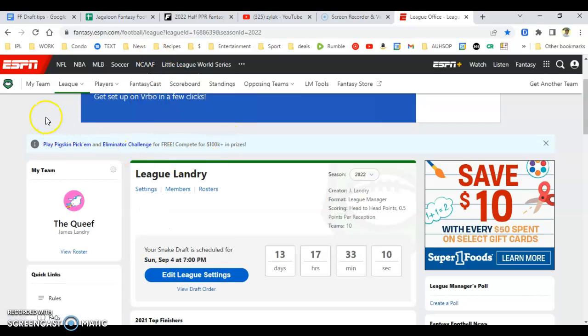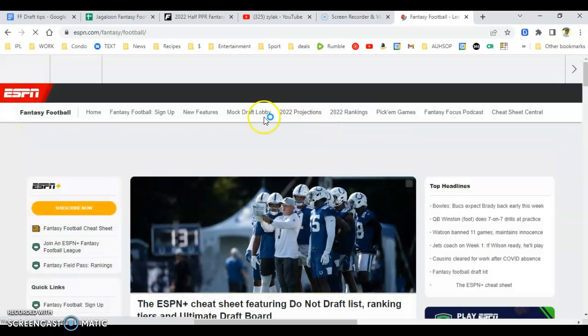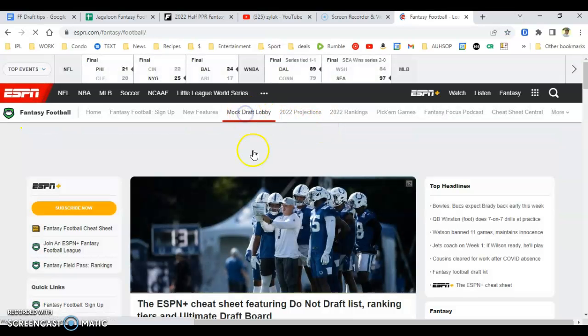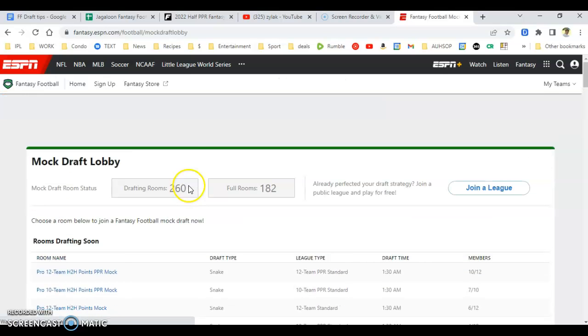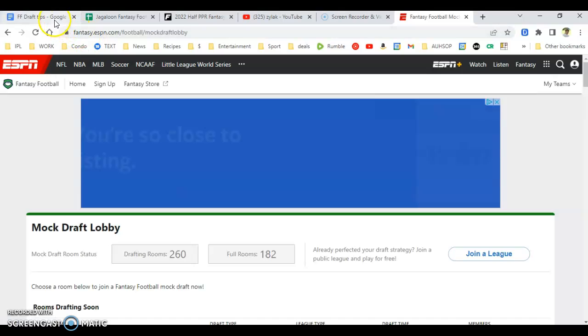If you want to practice your drafts, you can actually come to this part right here, click on this, and then go to mock draft lobby. And that's one place where you can enter a mock draft and practice if you want to do that.